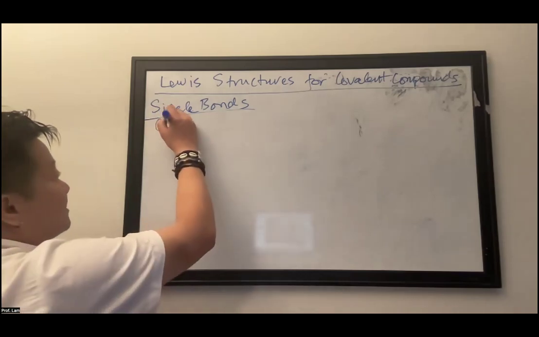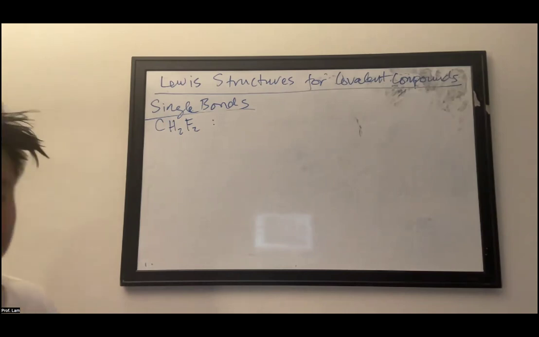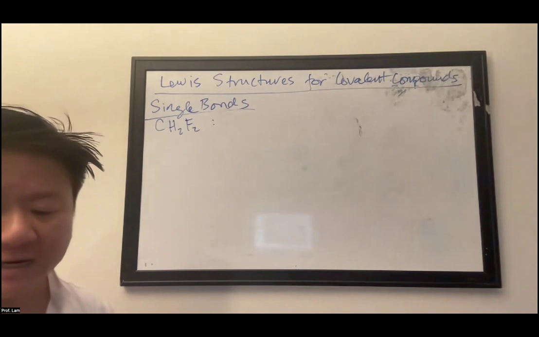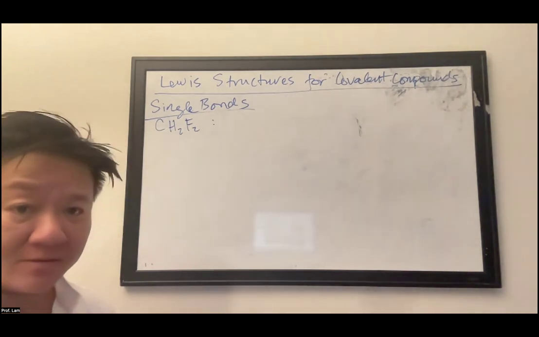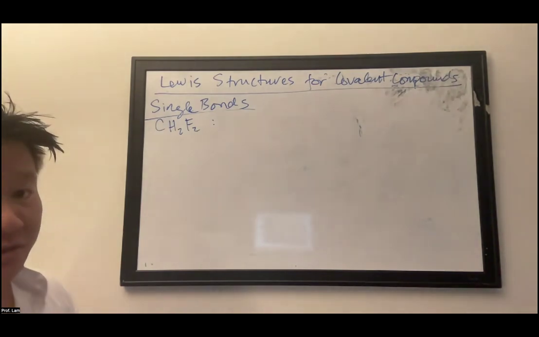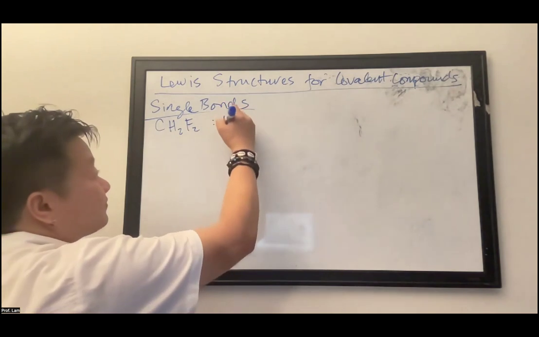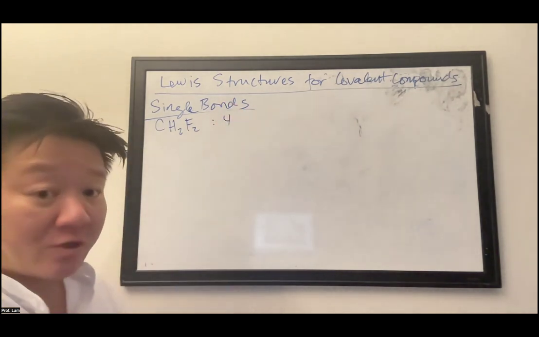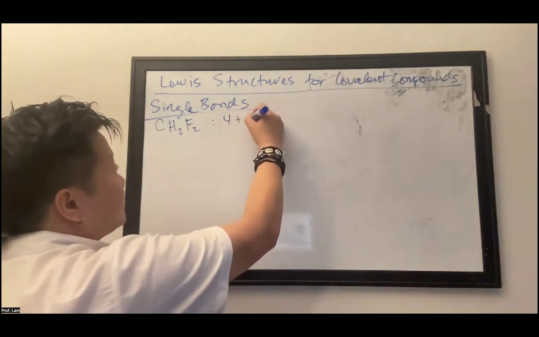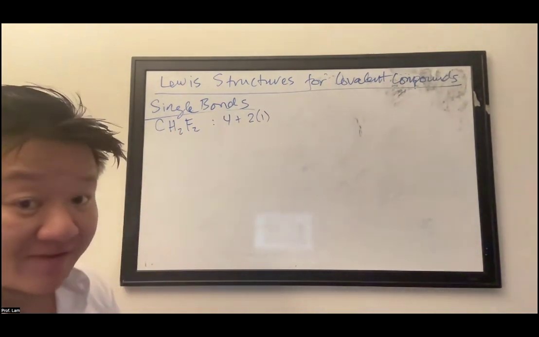So first example, let's do CH2F2, everyone, okay? Now, I'm actually going to label each step so you guys know exactly where we're at along that sheet and what I mean by each step. So step 1 is adding up all the valence electrons total for the compound. So carbon will have 4, right? Hydrogen has 1 valence electron, right, guys? But there are 2 of them, so 2 times 1, right? Fluorine has 7 valence electrons, right?